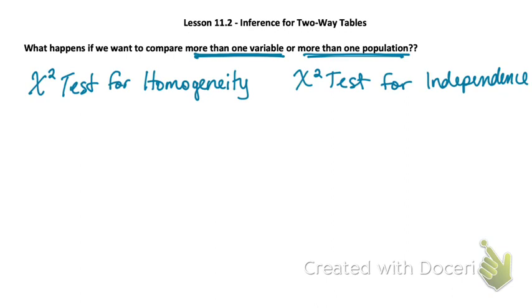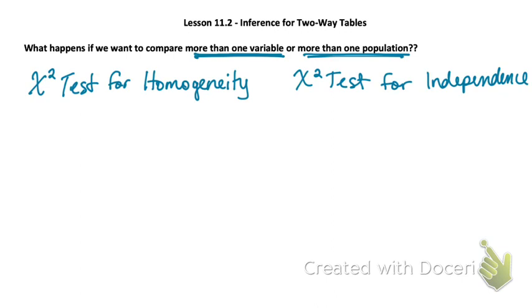Anybody know what homo means? Same. Anyone know what geneity means? Like your genes, it's like your makeup, like how you are made, right? So a chi-square test for homogeneity is going to be when you want to see if two different populations are made up the same or not, all right?